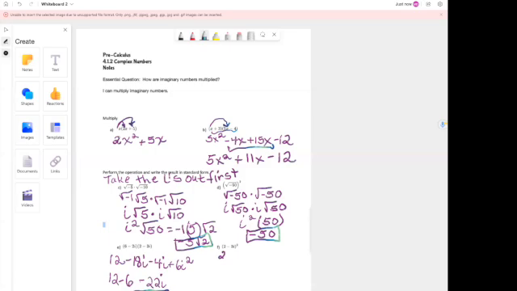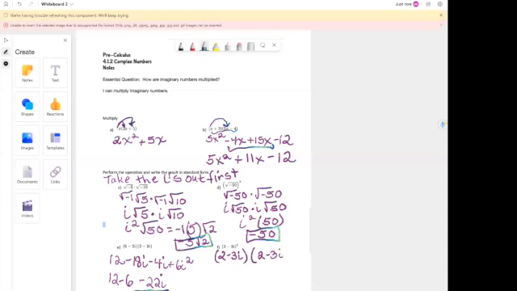Okay, for this one, I suggest you write it out twice, like so. And now we're just going to use FOIL. 2 times 2 is 4. That's the first. Outside, negative 6i. Inside, negative 6i. And last, negative 3 times negative 3 is plus 9, and i times i is i squared.